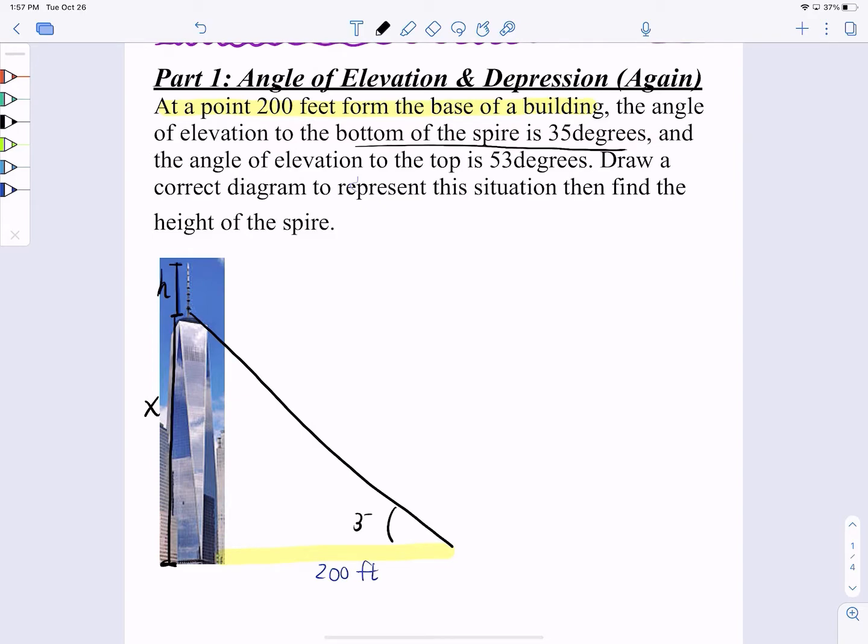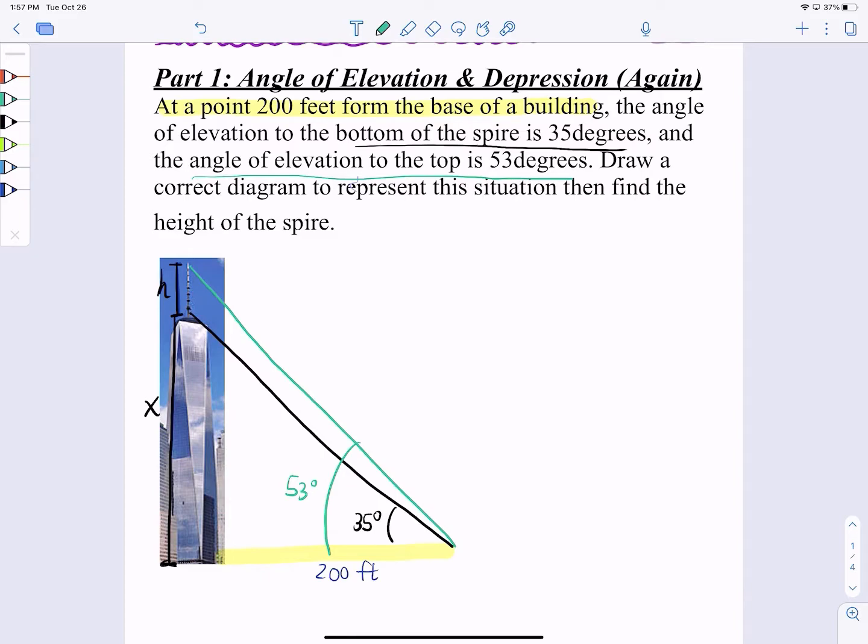Okay, 35 degrees. Remember, angle of elevation always touches the ground. Depression always touches the sky, okay? And the angle of elevation to the top is 53 degrees. So we're standing at the same place, but now we're looking to the top, and the top is 53 degrees. Does that picture make sense to you, okay?